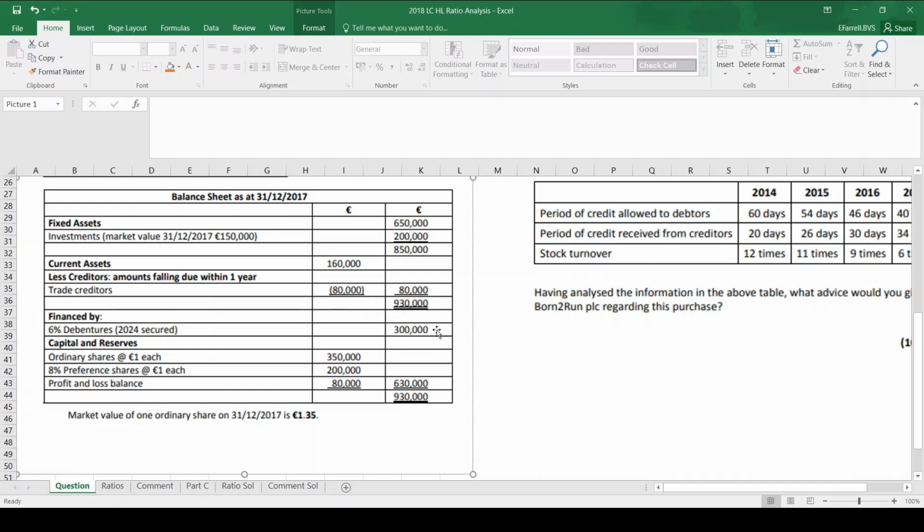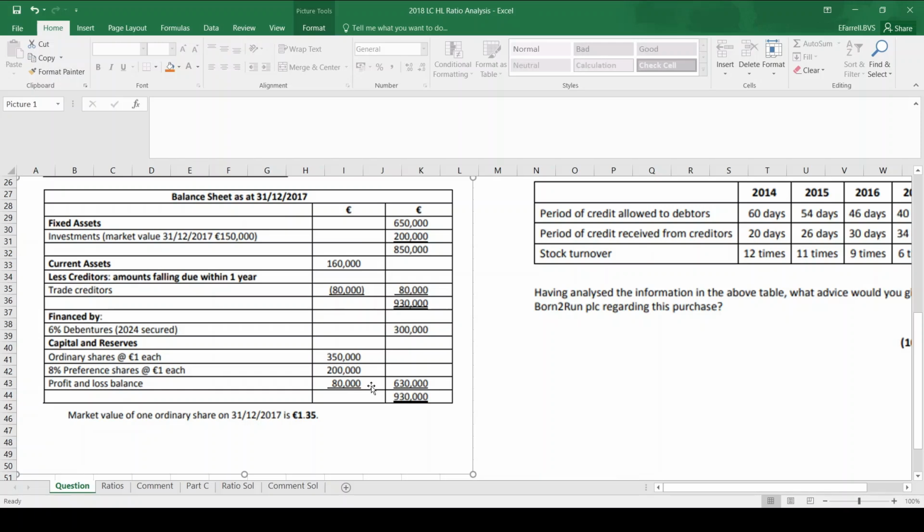Debentures are debt, they are long-term loans. Ordinary shares are equity, they're shares that were bought in the company. Preference shares are debt because they are treated differently than ordinary shares. They're seen more like a loan from shareholders, so they're seen as debt. And profit and loss balance coming forward, that's profits coming forward, so that is equity.